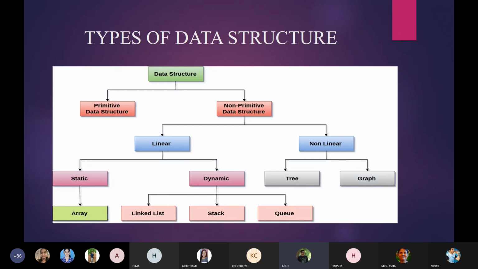Then the linear data structure is divided into two types, static and dynamic. A static data structure is a collection of data in the memory which is fixed in size. The dynamic data structure refers to an organization or a collection of data in the memory that has flexibility, meaning it can grow or shrink in size. I will explain these things in the next slide. Next slide, please.